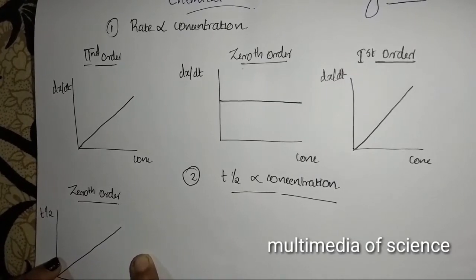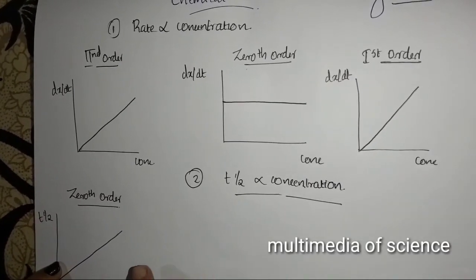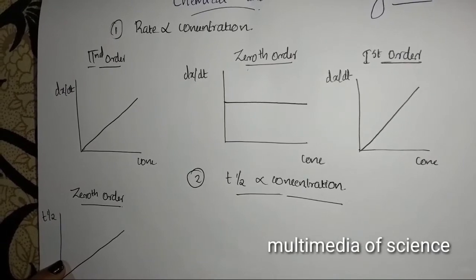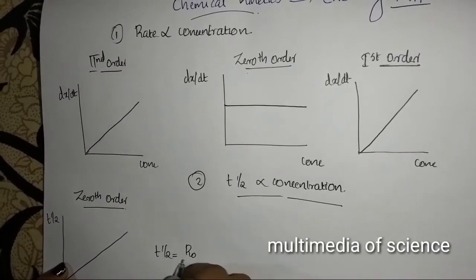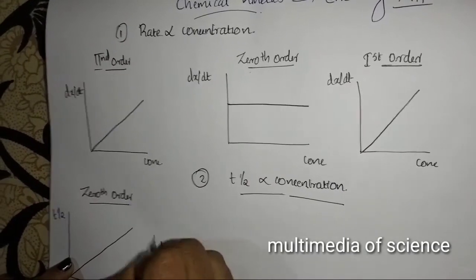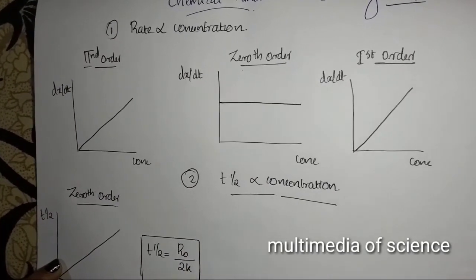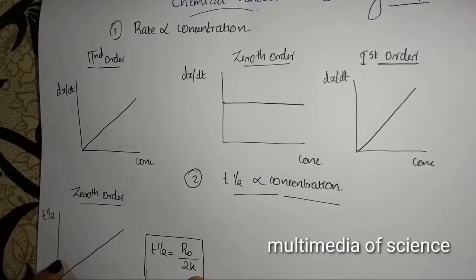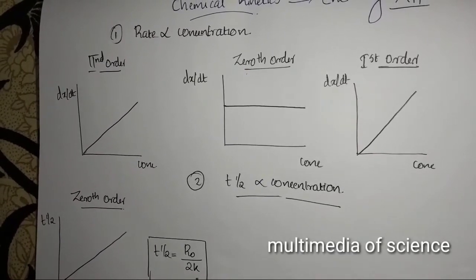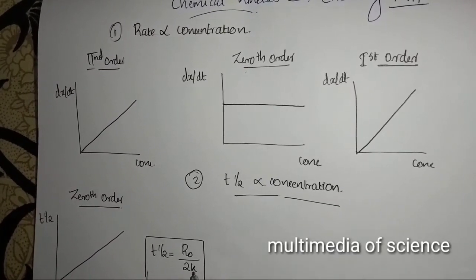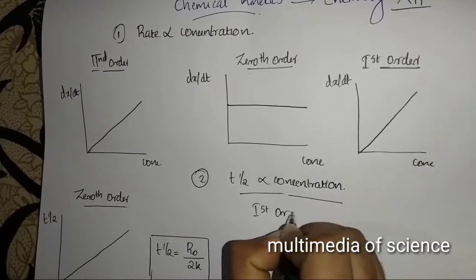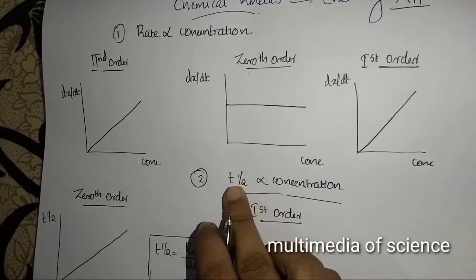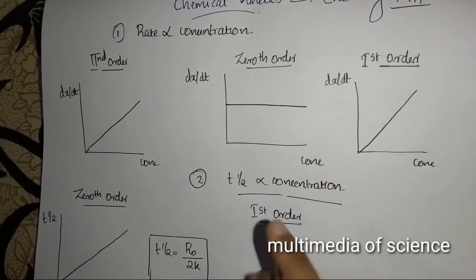And what is the equation relating T half and K? T half is equal to R0 divided by 2K. T half is equal to R0 divided by 2K. Clear? Yes, here R0 is the initial concentration and the rate constant is indicated by the letter K. Next is the first order reaction. For the first order reaction, how is the T half versus concentration graph?